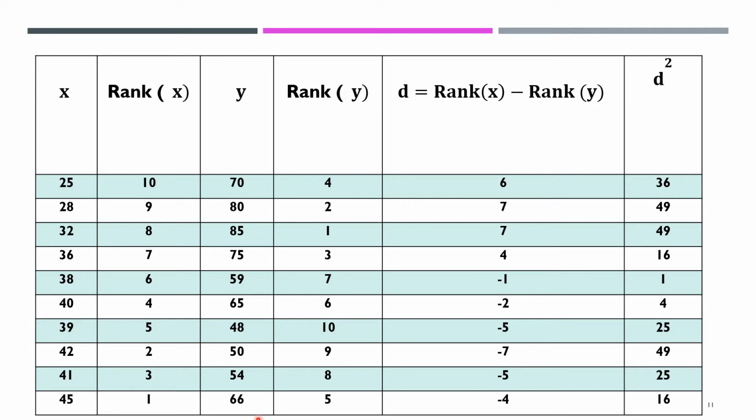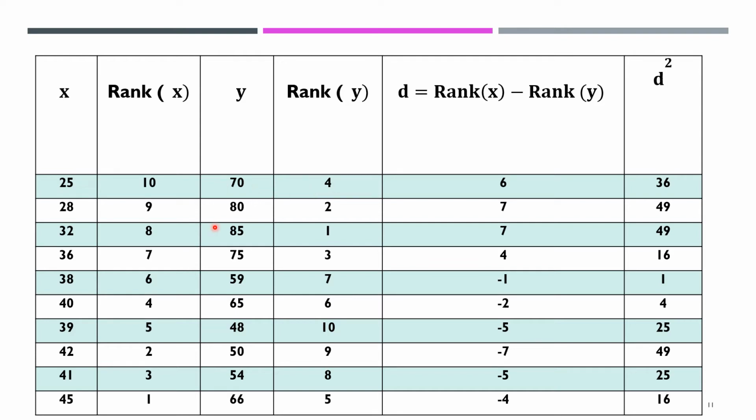Similarly in Y. In the Y column the highest number is 85. So 85 is given as the rank 1. The next number is 80. 80 is given as rank 2. The next number is 75. That is given as rank 3. After 75 the number is 70. That is given the rank as 4.